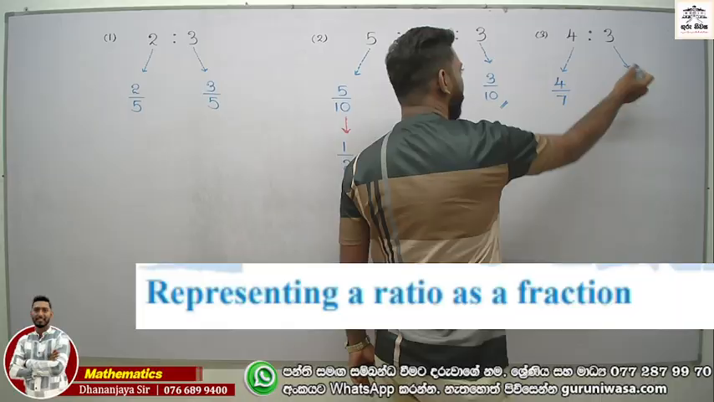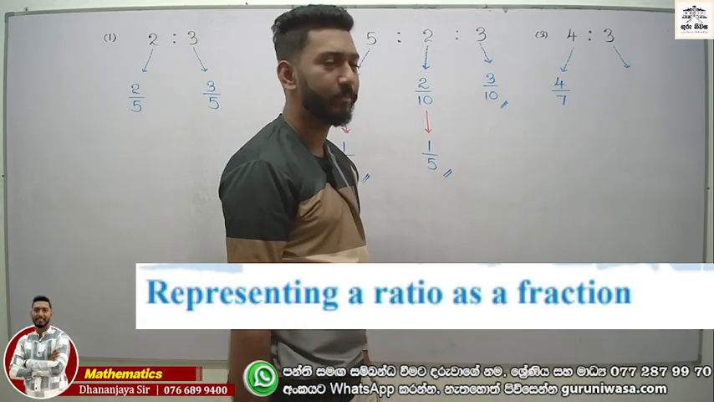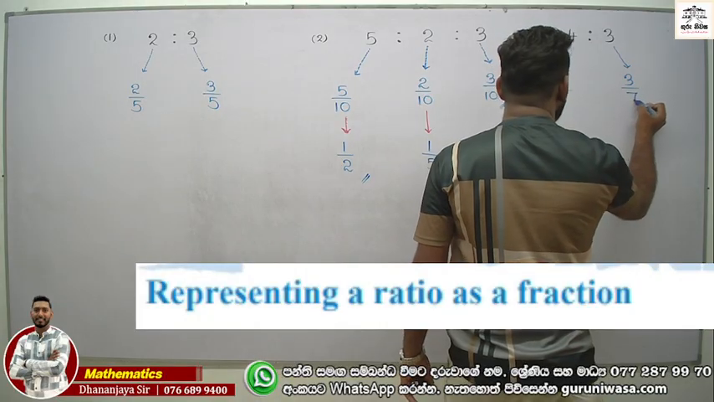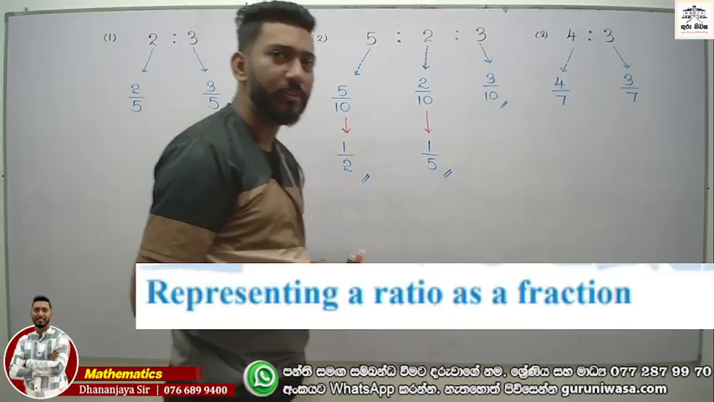Now, what is the next answer? What is the over answer? 7 over 7. Well done. 3 over 7. Now, I think now everyone understood this pattern.